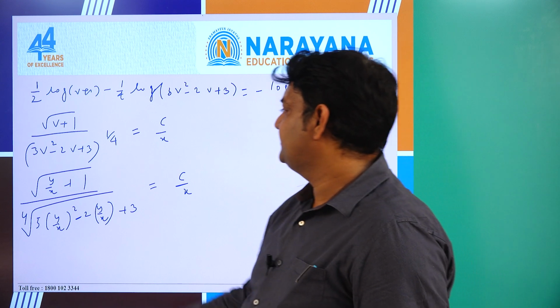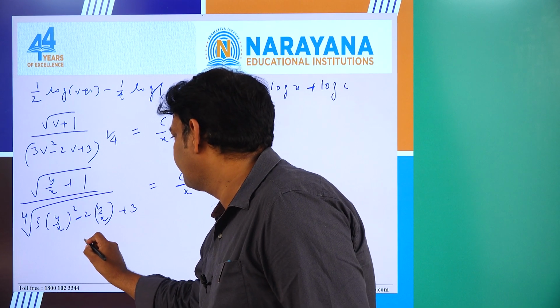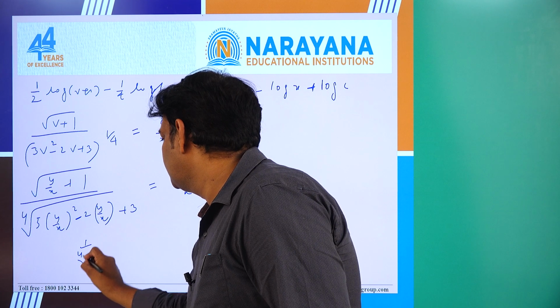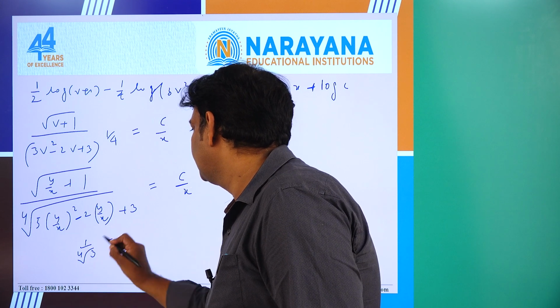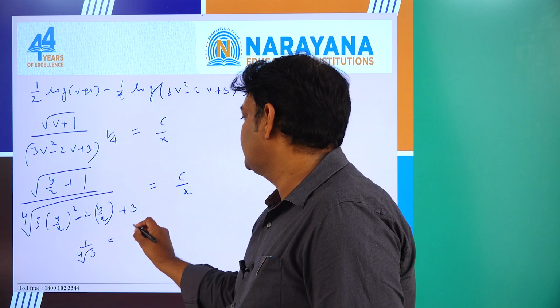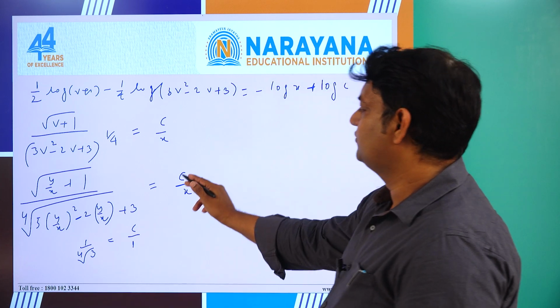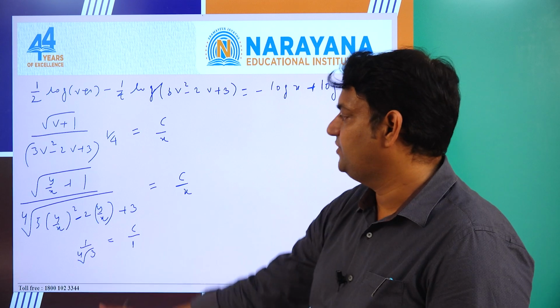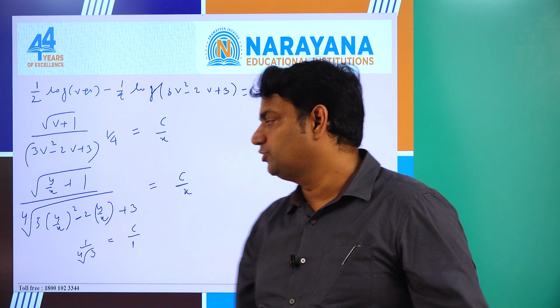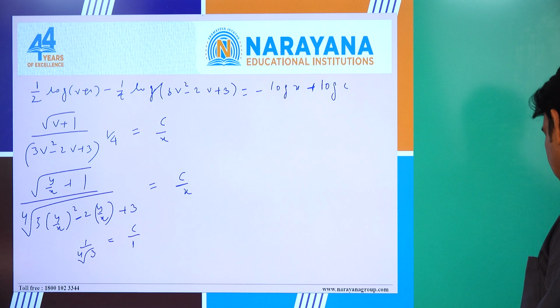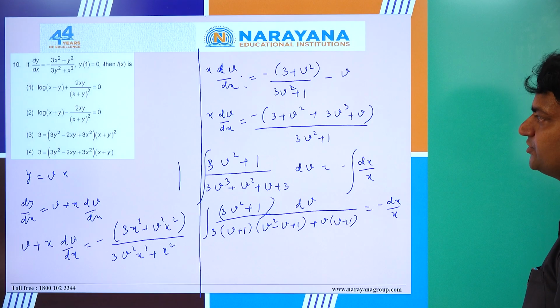X is 1, y is 0, 0, 1 by 4th root of 3 is equal to c by x is what? 1. So c is what? 4th root of 3. Substitute the c value here. Do power 4 on both sides and your answer will come.